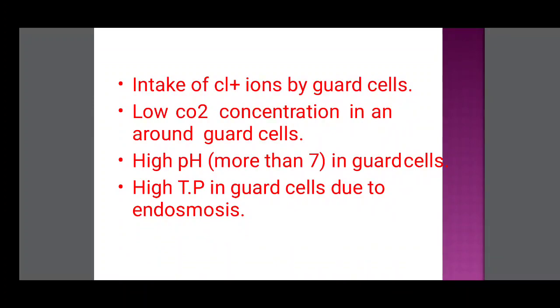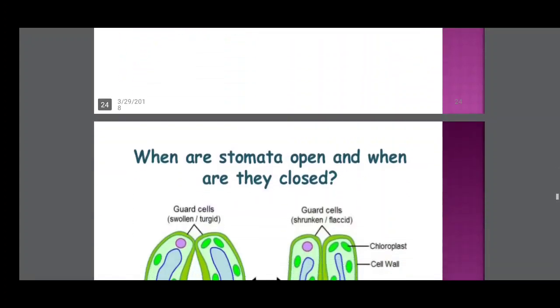Intake of calcium ions by guard cells, low carbon dioxide concentration around guard cells, high pH in guard cells, high turgor pressure in guard cells due to endosmosis. These conditions favor the opening of the stomata.